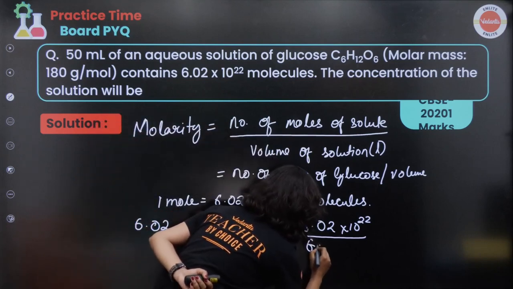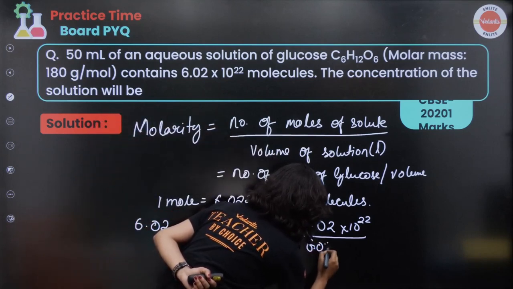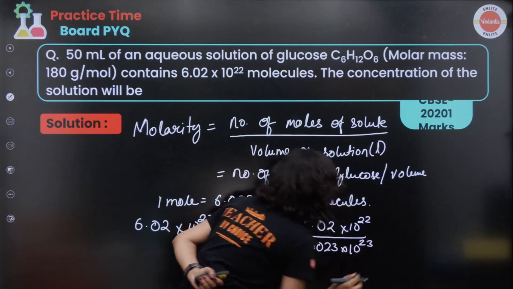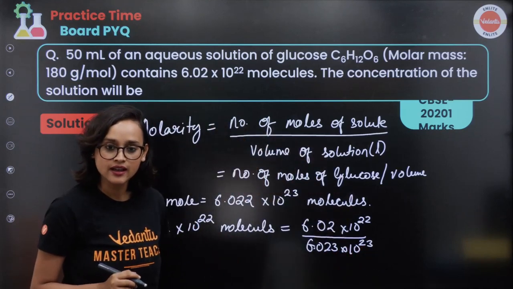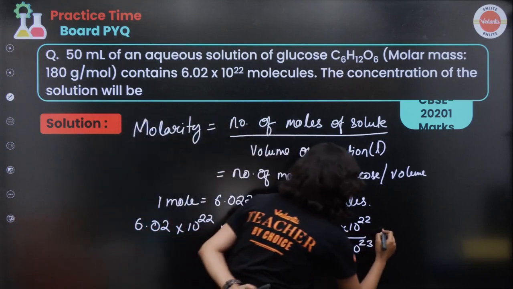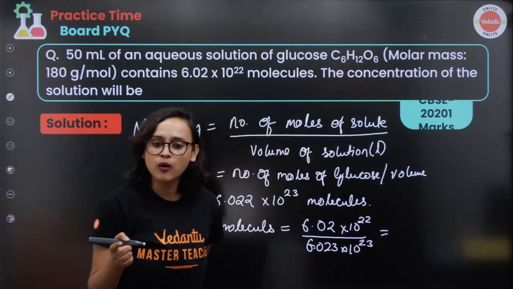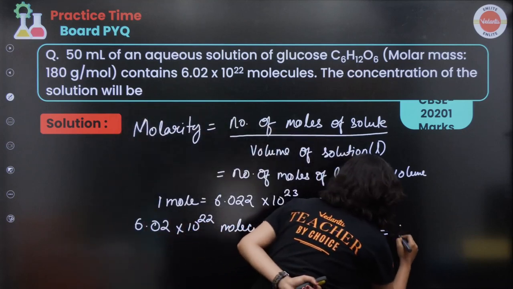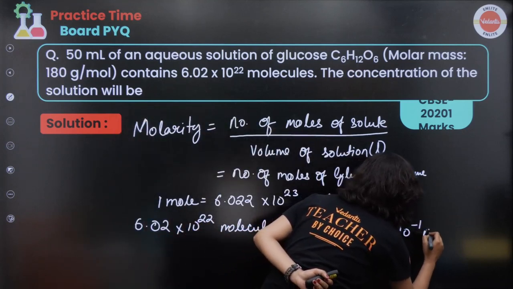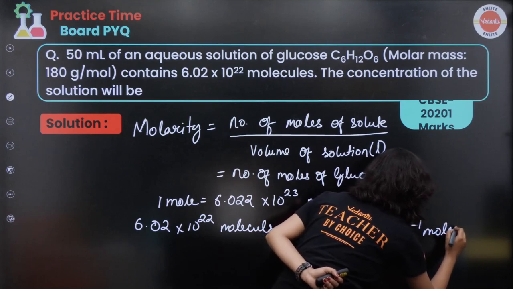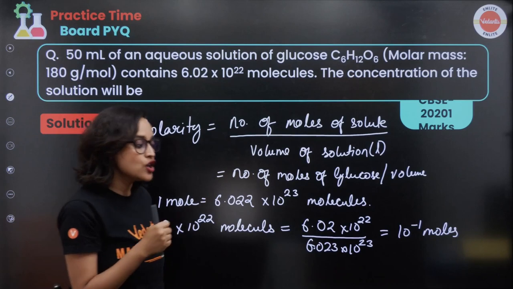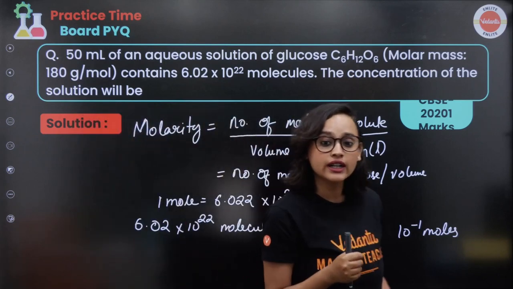That means 6.023 into 10 to the power 23, isn't it? That means this is equal to 10 to the power minus 1 mole. Am I right? Yes. It is equal to 10 to the power minus 1 mole. Absolutely correct. So now, what do we have to calculate? Are we done with it?